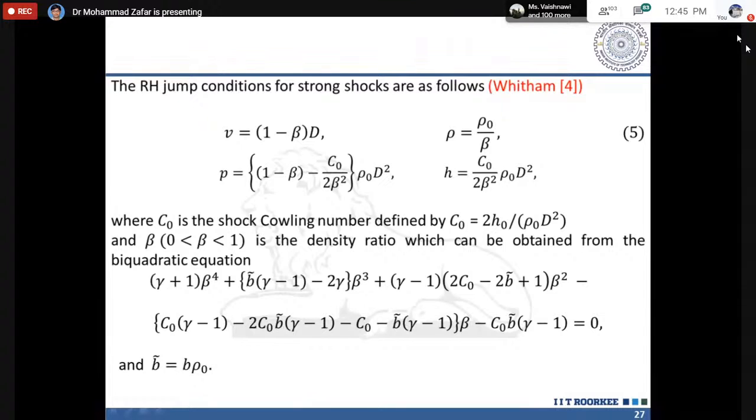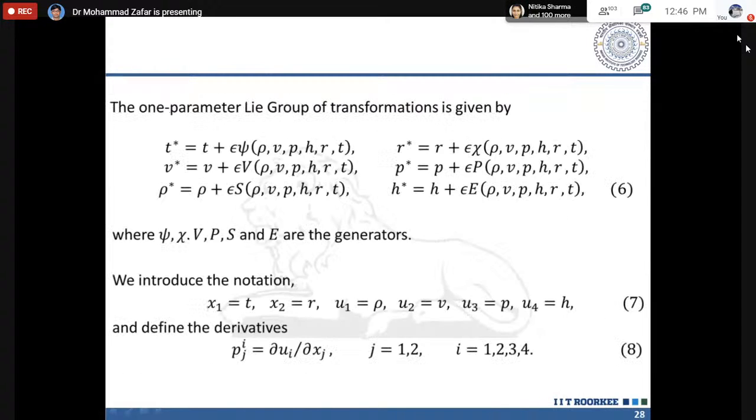Also, beta appearing in equation number 5 is a constant. It is nothing but a density ratio, and it lies in the range 0 to 1. It can be obtained from this biquadratic equation. So this is the value of beta prime obtained from the last equation, where B tilde is B times rho naught, where rho naught is the initial density. Now this is the similarity method we are actually using. So we will see what the procedure is here.